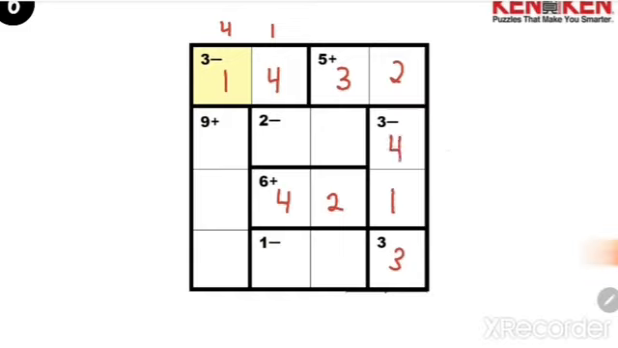1 minus. This can be by 2 minus 1, di ba? Let's try 2 minus 1. Okay. Or it can also be 2, 1 and 2. I just noticed this one. So dapat pala 4 and 1 here. Okay. So what will complete this? What will complete 2 minus? 3.